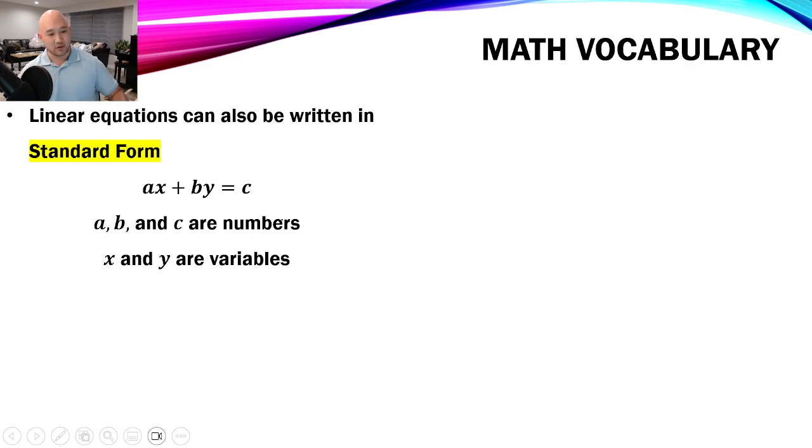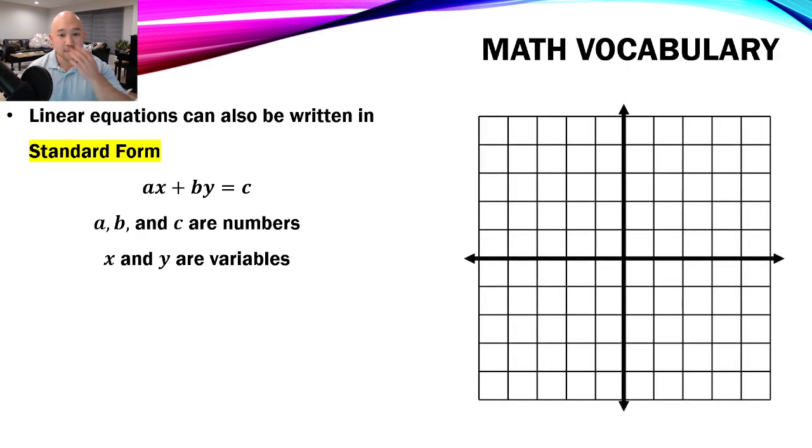Unwhite screen. There we go. Okay, so now that we know we need 2 points to create a line, here's a graph. And I'm going to show you the 2 points we need to graph a line or a linear equation that's in standard form. And the 2 points we need are going to be your x-intercept and your y-intercept.